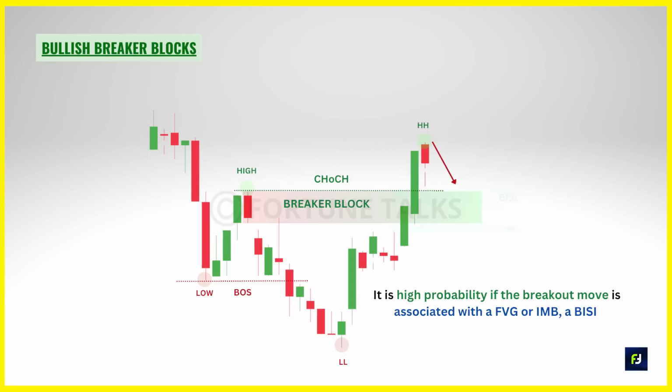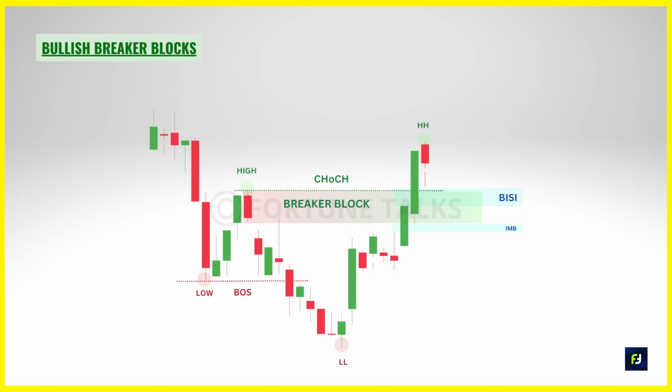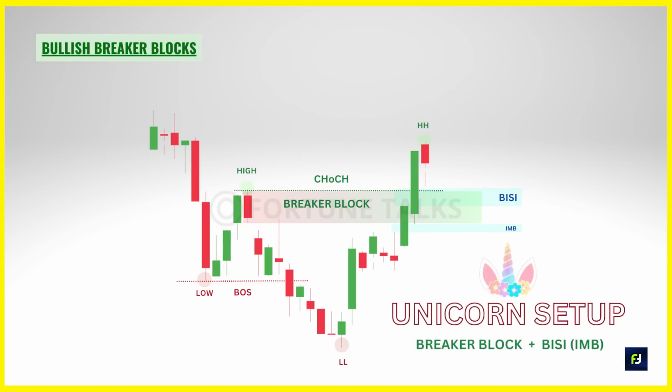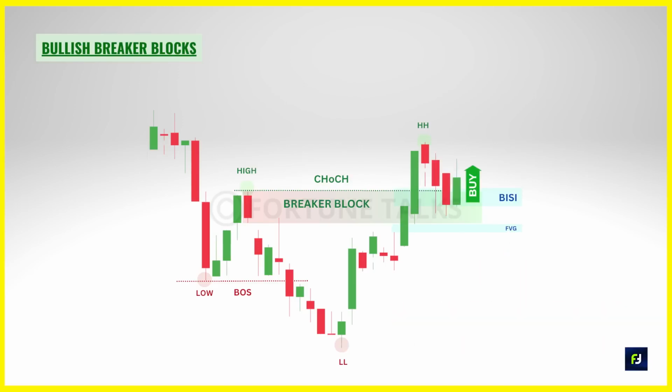Now, if the breakout move is associated with a fair value gap or an imbalance, specifically a BC, that is a buy side imbalance and a sell side inefficiency, this gives price a reason to return back to fill the imbalance and thereby test our breaker block. Then this becomes a high probability trade setup known as a unicorn setup. Now, when the price returns back to our bullish breaker block, we can plan to take long trade positions.